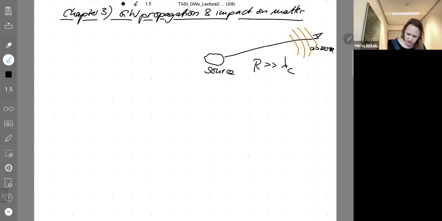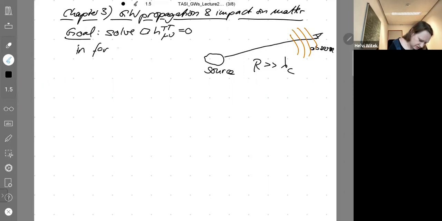And what we have to solve for this is the wave equation, box h mu nu equals 0, in the far zone. Now, if we do that, we can actually see that the solutions in the far field can very well be described by plane waves, or if you want a general solution, by a superposition of plane waves.